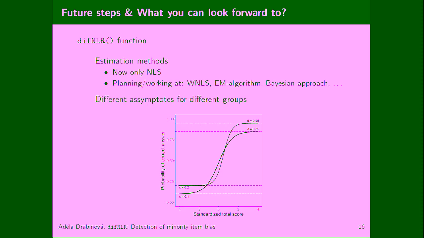And I will end with future steps, or what you can look forward to. In the difNLR function, as I said, we are using nonlinear least squares, and we are planning or working on weighted nonlinear least squares, algorithms, and other methods. The next step would be also implementation of models which allow different asymptotes for different groups to be able to handle a situation just like this on the figure.